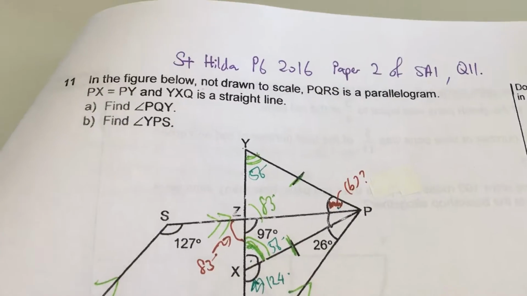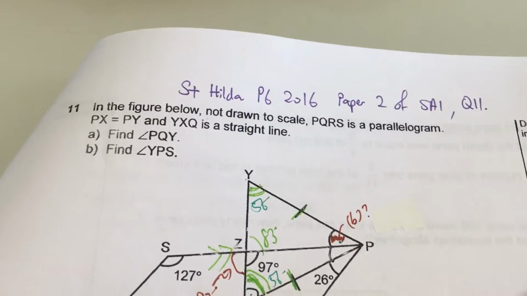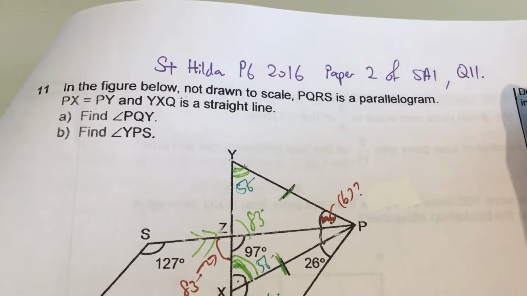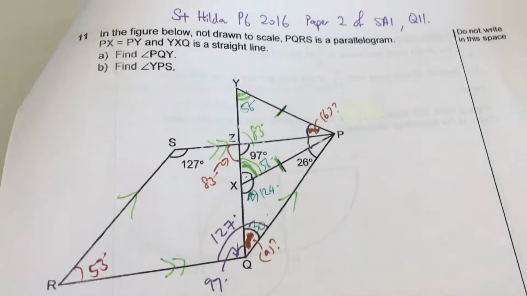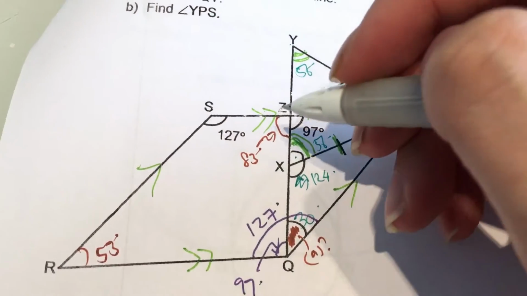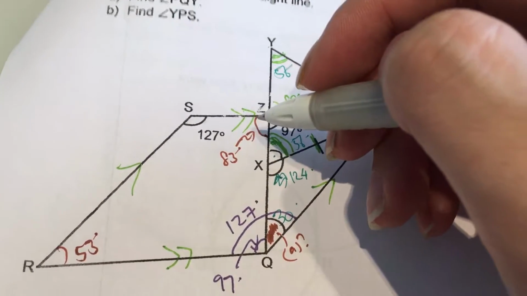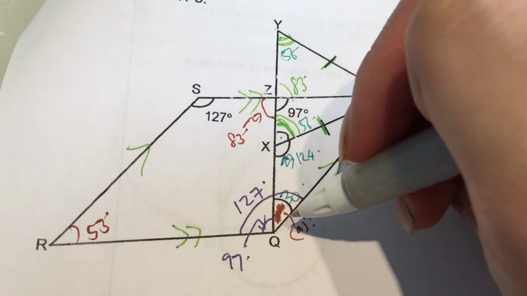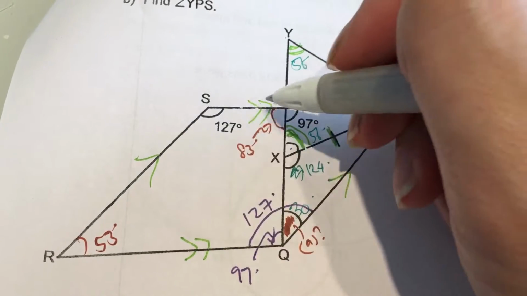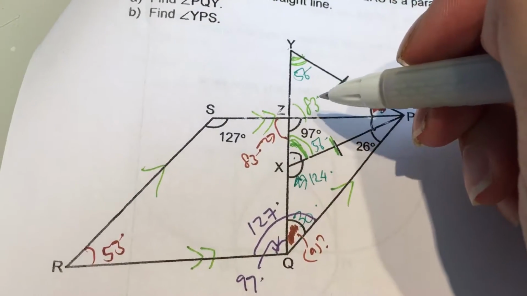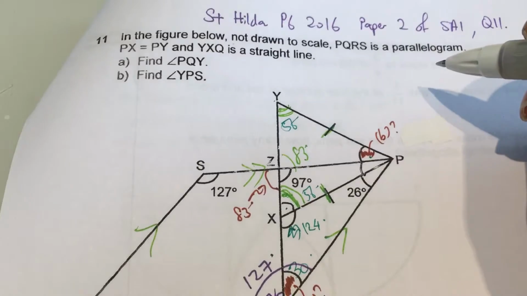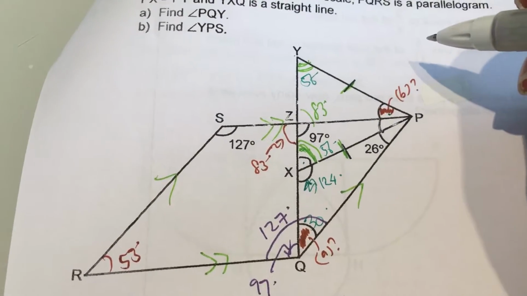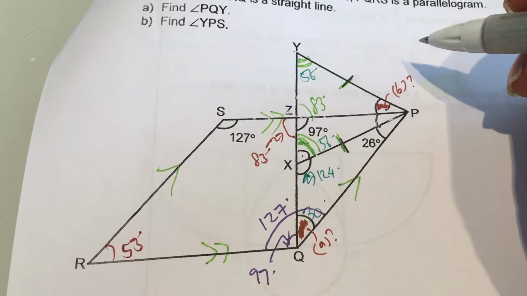Okay, in this question, you can see that in the figure below, not drawn to scale, PQRS is a parallelogram. First thing you need to know about a parallelogram is that you need to start by drawing the two arrows on line SP as well as line RQ. Why? Because this shows you that this is a parallelogram without the need to go back to the question again to figure out where the parallelogram is. So this is what we meant by you need to process the information in the question.